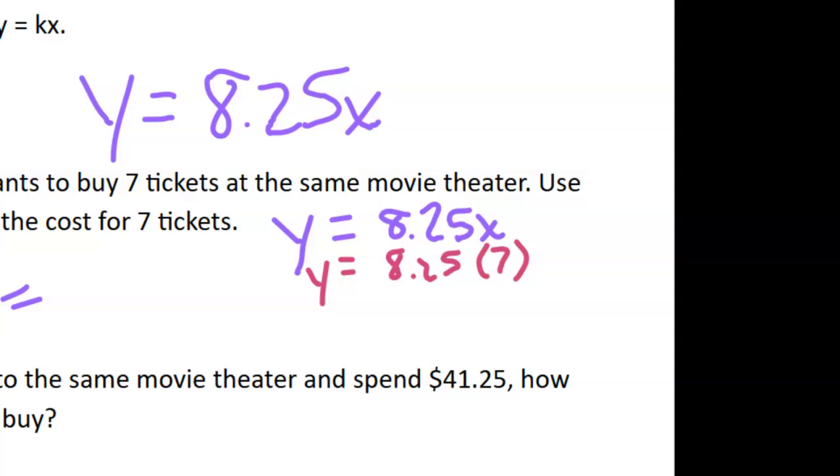So 8.25, using the calculator, times 7, I get 57.75. And that's what my y equals. So in the end, the answer is it cost $57.75 for 7 movie tickets.